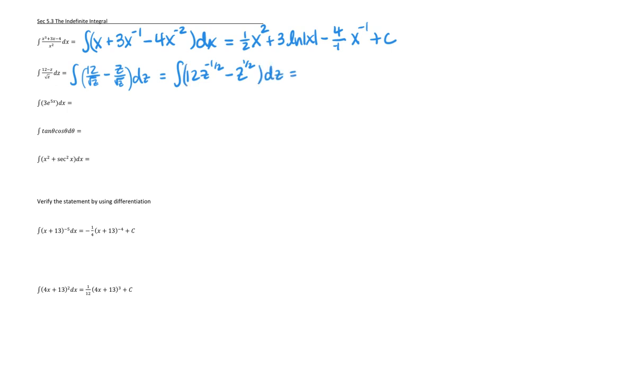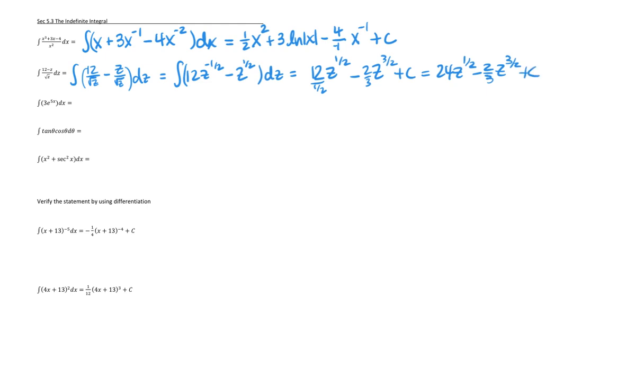dz. And then I can use my power rule for antiderivatives, and I can get 12z to the 1/2, and then I'm going to divide by 1/2, which is the same thing as multiplying by 2, minus, and then I'll have z to the 3/2, and then I'm going to divide by 3/2, which will be 2/3, plus c. So then I'll have 24z to the 1/2 minus 2/3 z to the 3/2 plus c.